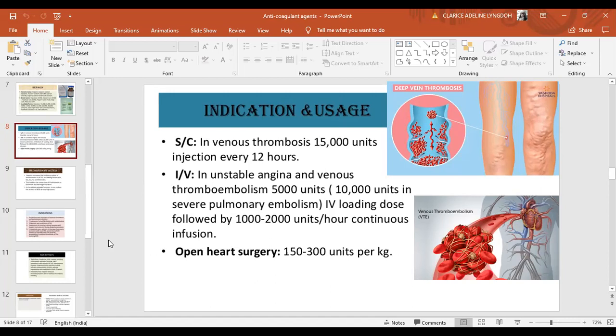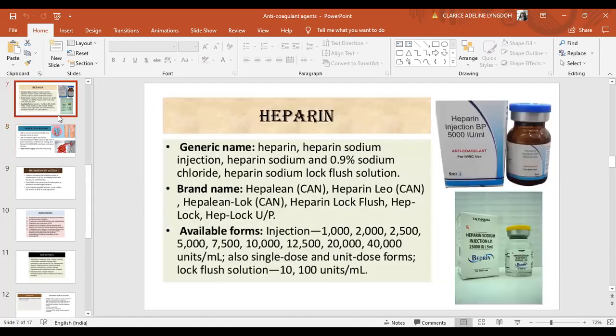So when they do open heart surgery, there can be chances when we are doing the operation for a blood clot to occur. In such a condition, we have to give injection heparin. So that's why injection heparin is a very important injection.